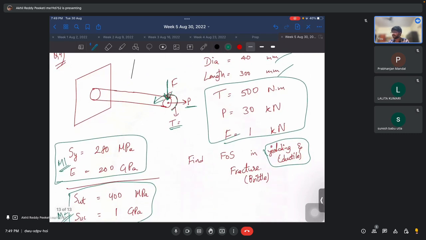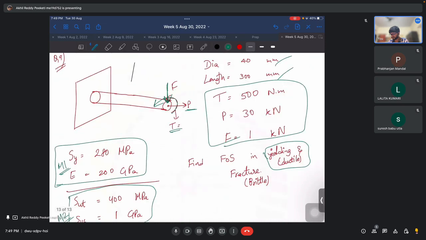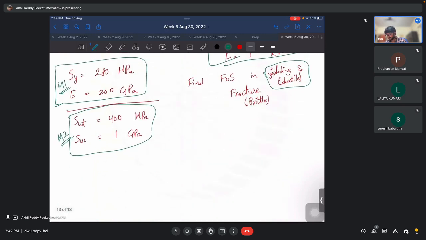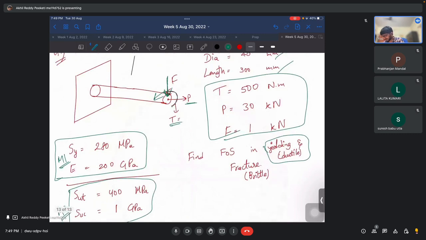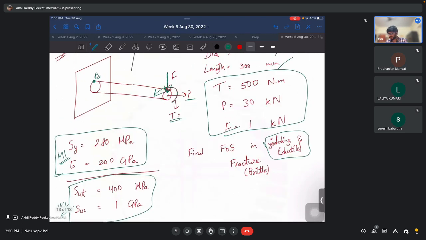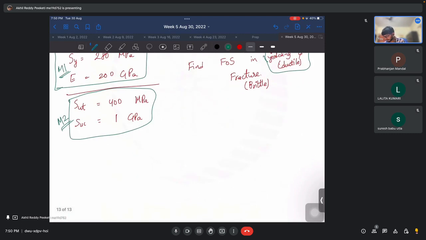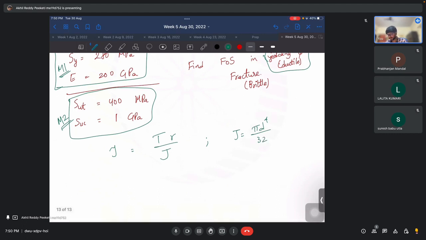So can anyone tell me where we should start first? Okay, let's look at this point, point A. At that point, what would be the stresses due to all these three? Because of torque, there will be shear stress, tau. How would you calculate it from the torque? It is torque into R by J, where J is pi d power 4 by 32. Okay. And torque is given, we know the radius.